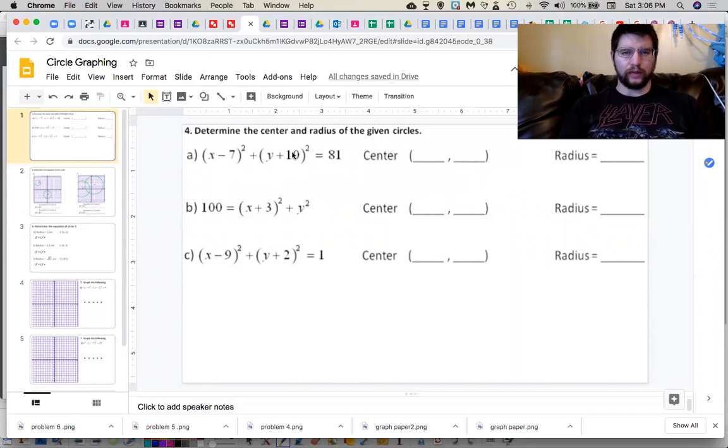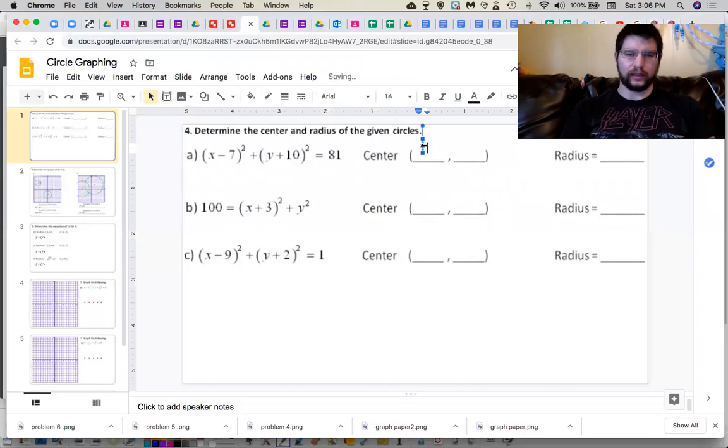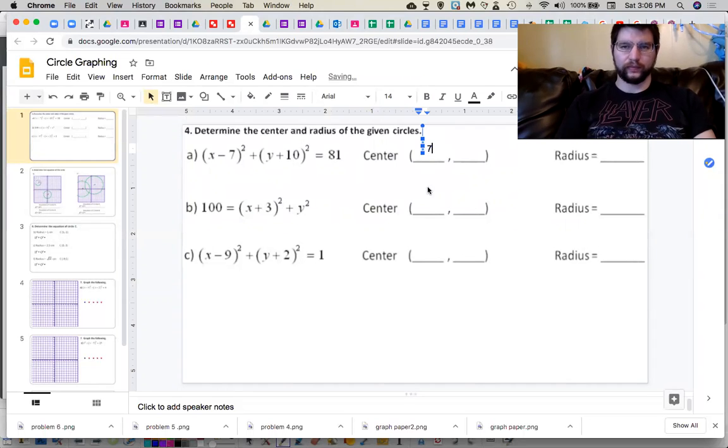So here's my first problem. Determine the center and radius of the given circles. Here's A, it wants the center and the radius. So I'm looking at it, it's x minus 7 squared, y plus 10 squared. So that means my x coordinate of my center, I'm just going to click and make a text box, is 7.